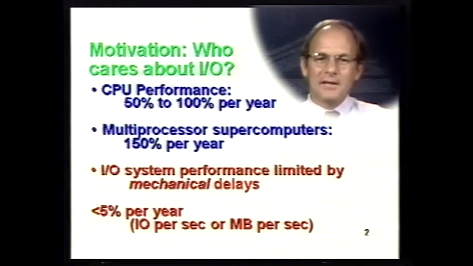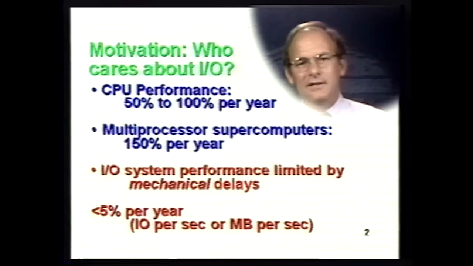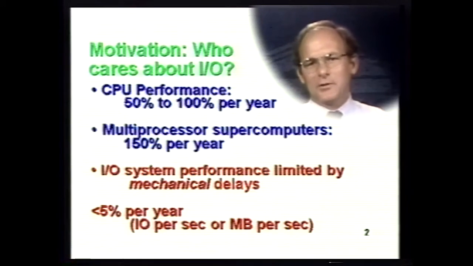Starting off with our first slide. What's happening is a renaissance in CPU performance, improving by 50% to 100% per year. In fact, what we have today is the supercomputer in the desktop. It's something that people have been talking about for a long time.